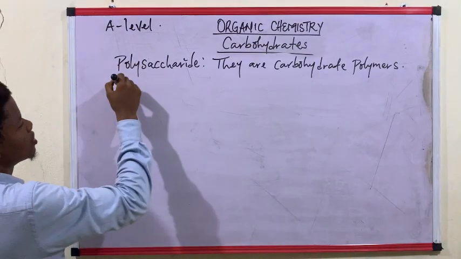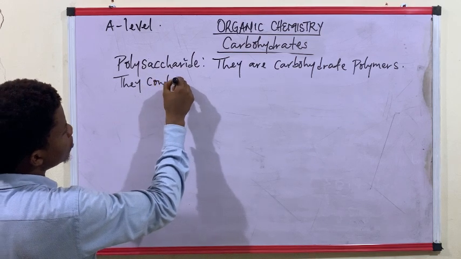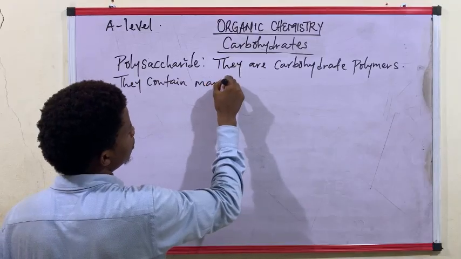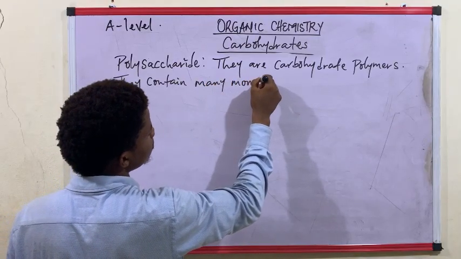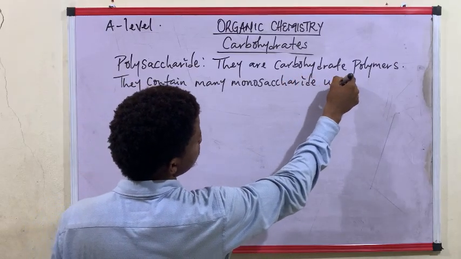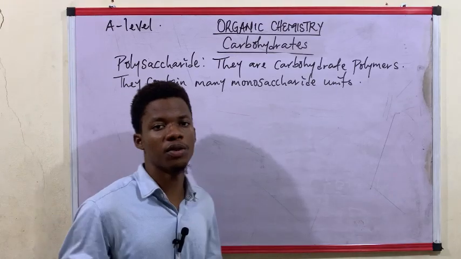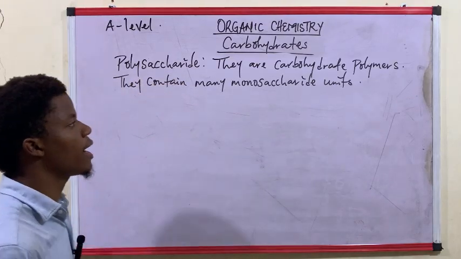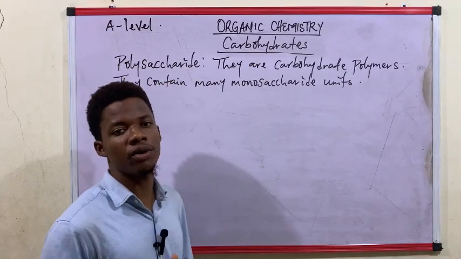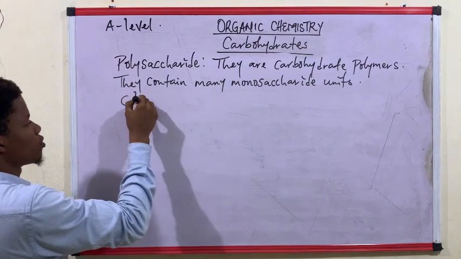They contain many monosaccharide units. So these polysaccharides contain many monosaccharide units, and all of these monosaccharide units are connected to one another by means of glycosidic bonds.